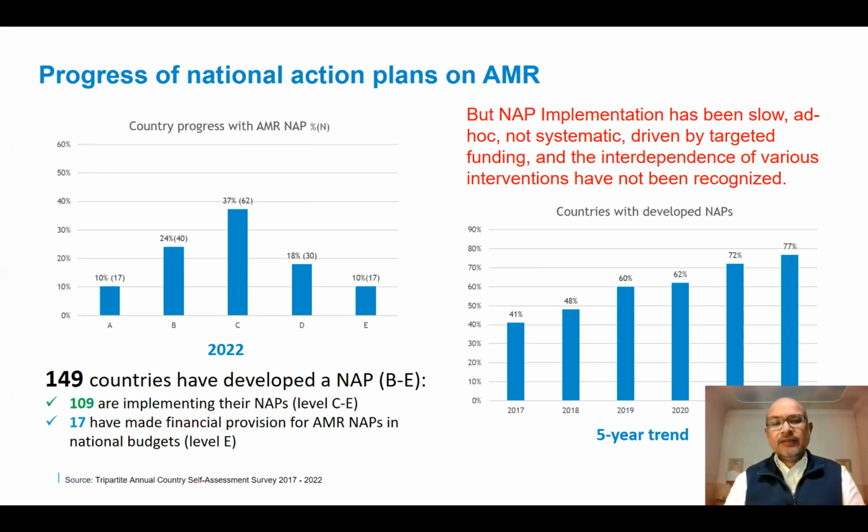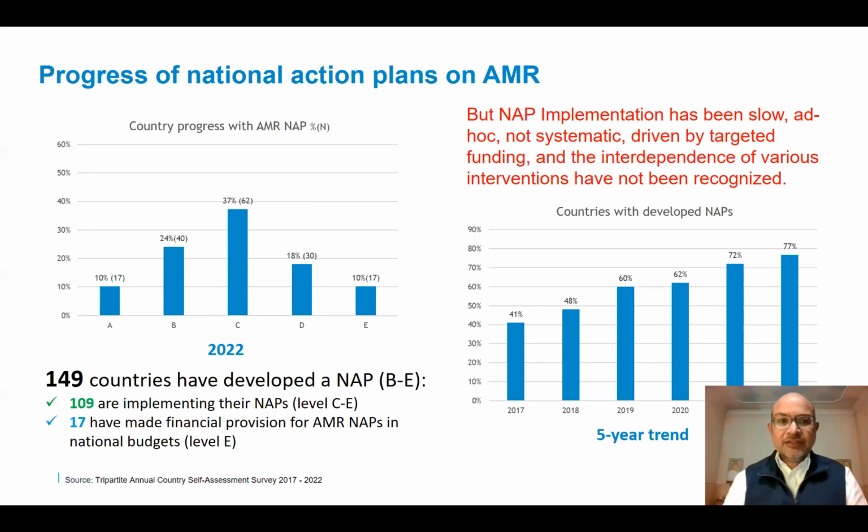So while the trends are very good over the past 6 years, with a number of countries implementing national action plans, what we have learned is that the implementation is very ad hoc, very slow, and driven by a few specific donor interests. And also, it is missing the interdependence between the various interventions.